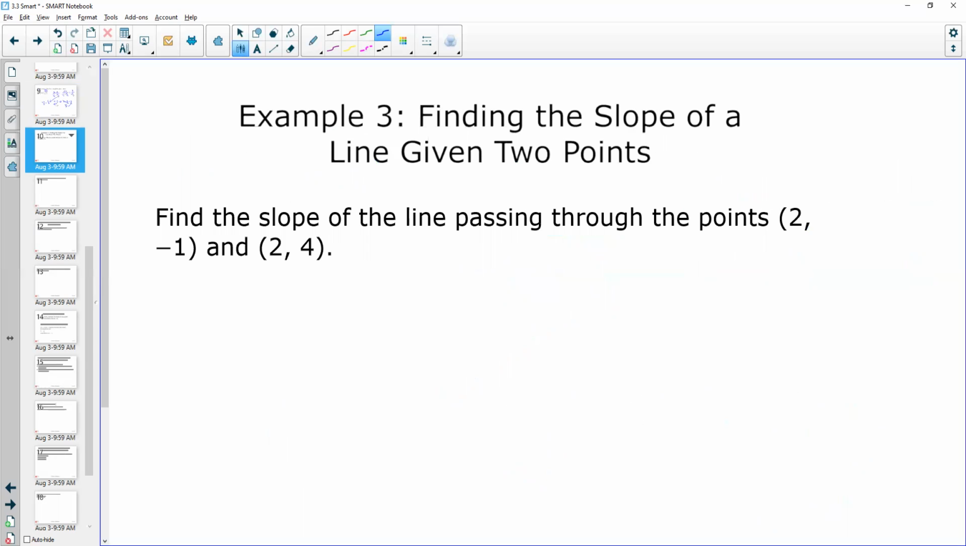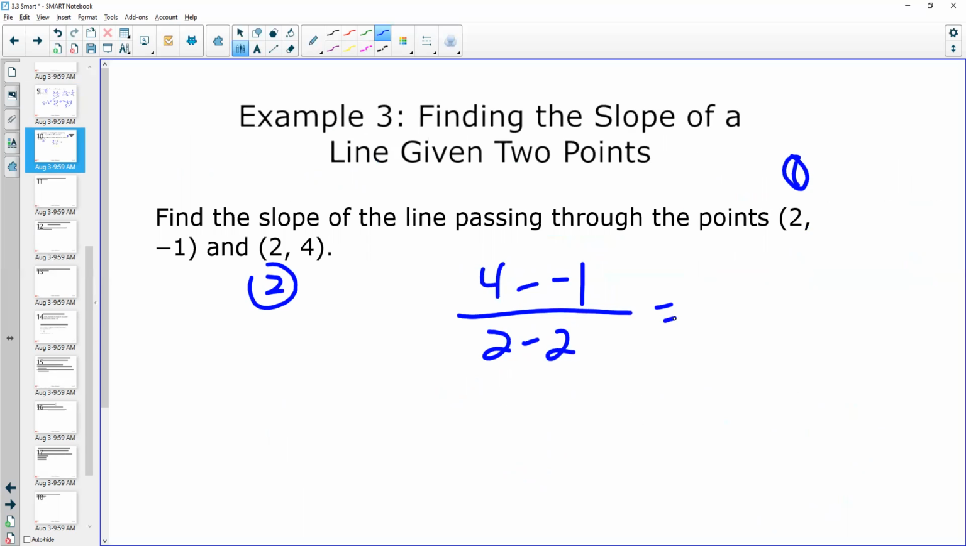This one, I have point 1 and I have point 2. So let's see what happens. I have 4 minus negative 1 and 2 minus 2. Uh-oh. So I have 5 on top and 0 on the bottom. This is an undefined slope. And that's what you're going to say, undefined, when you see this. This is a vertical line.